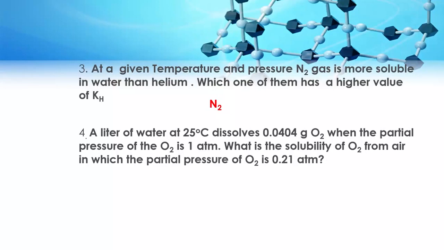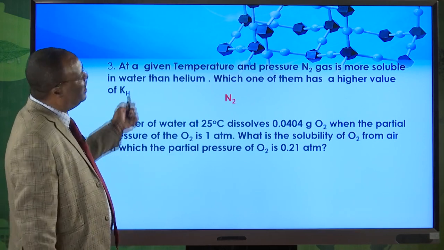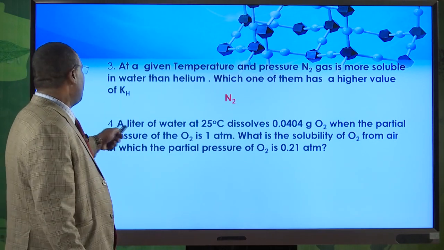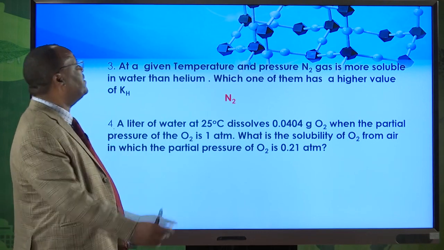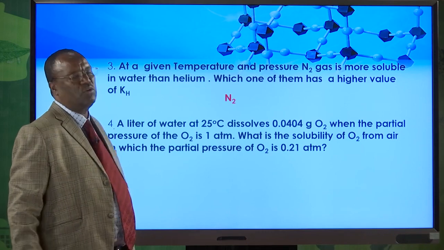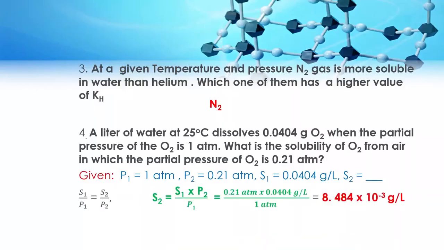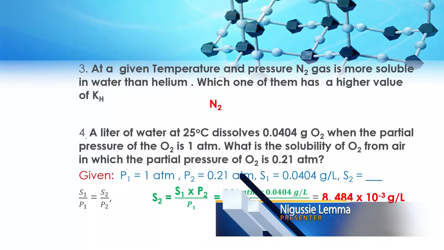Having a higher value of K means that a liter of water at 25 degrees dissolves this much oxygen when the partial pressure of oxygen is 1 atmosphere. What is the solubility of oxygen from air, in which the partial pressure of oxygen is 0.2 atmosphere? You can compare using the Henry's law relationship. When you use the Henry's law relationship, the amount of oxygen that can be dissolved is 8.484 times 10 raised to negative 6 grams in 1 liter.